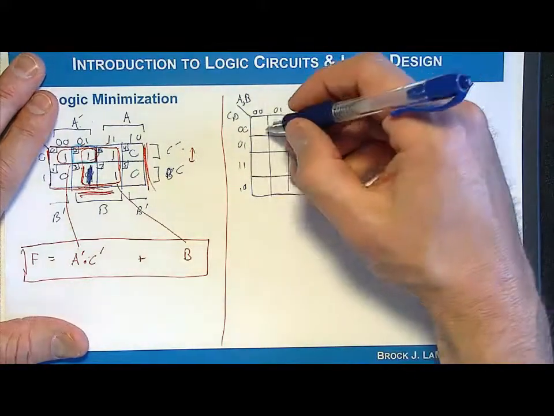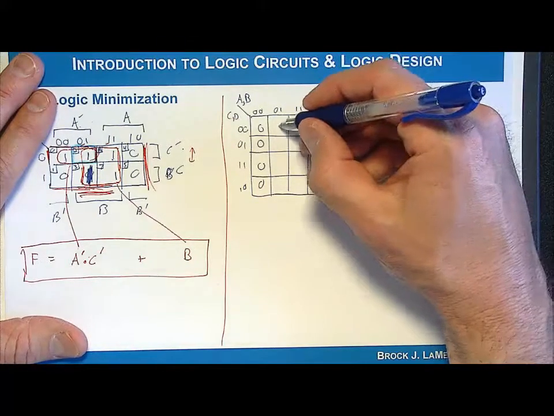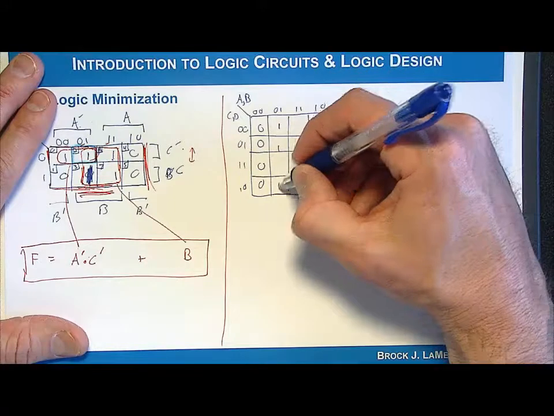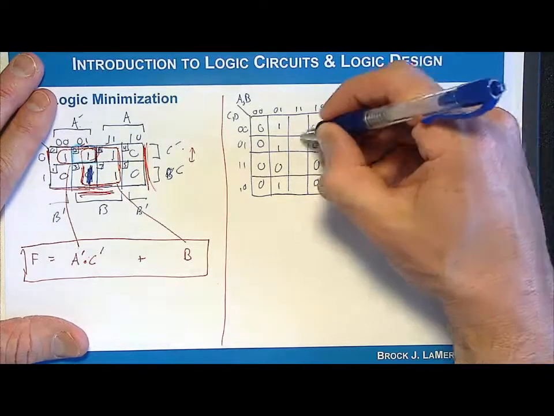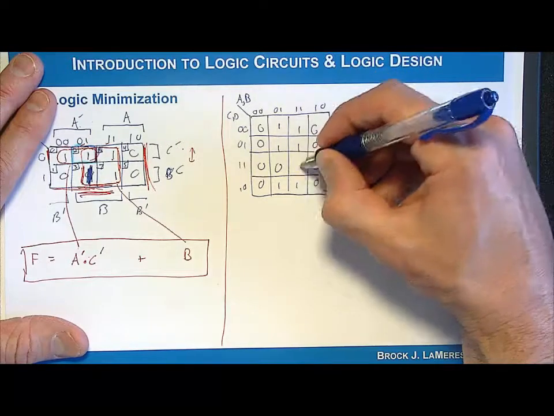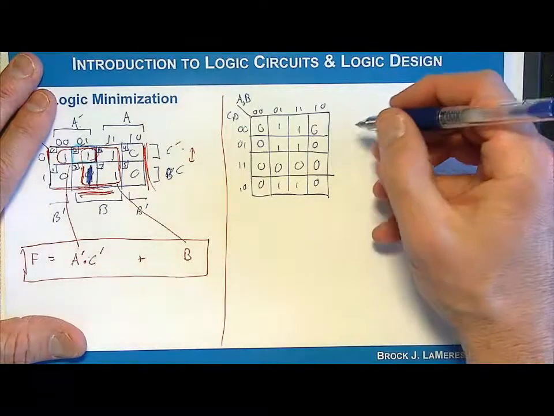So we're going to go 0, 0, 0, 0. These are just the outputs for this example. So then 1, 1, 1, 0, and then 0, 0, 0, 0, and then 1, 1, 1, 0. So I come along and I'm ready to start circling. It's useful to put the variables along the outside, so let's do that really quickly.